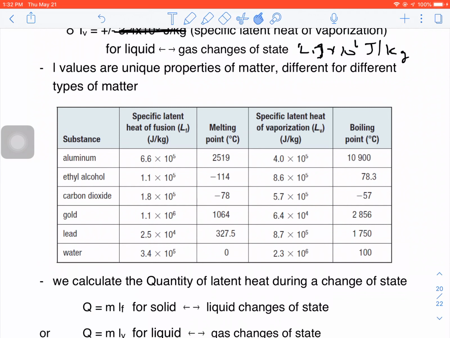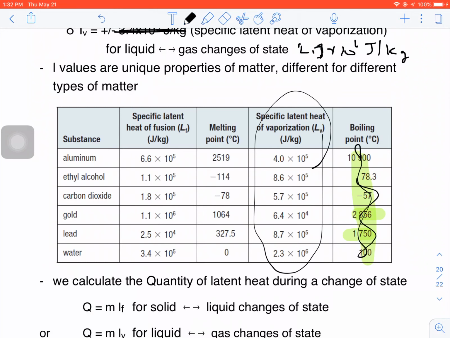Now, aluminum's a lot higher than some of the other metals. Notice down here that for gold, it's about 3,000 degrees. For lead, it's about 2,000 degrees. Right? But the temperature here doesn't matter. What I'm concerned about are these numbers here: the LV values, the latent heats of vaporization, and the LF values, the latent heats of fusion.